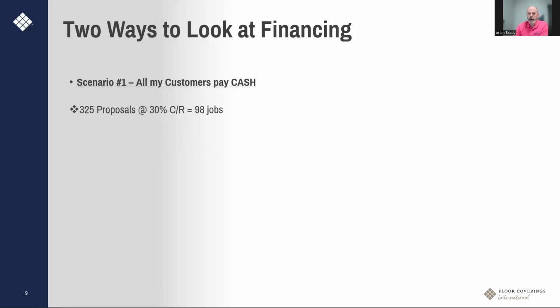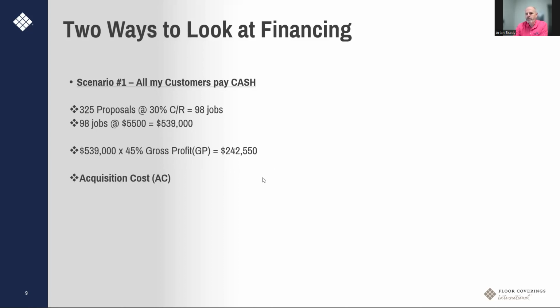So let's say over the course of a year, I write 325 proposals at a very conservative 30% close rate. That's 98 jobs landed. Well, those 98 jobs at a $5,500 average job size accounts for $539,000 worth of total revenue. At a 45% gross profit, remember we said 55% cost of goods sold, 45% gross profit, that's $242,000.